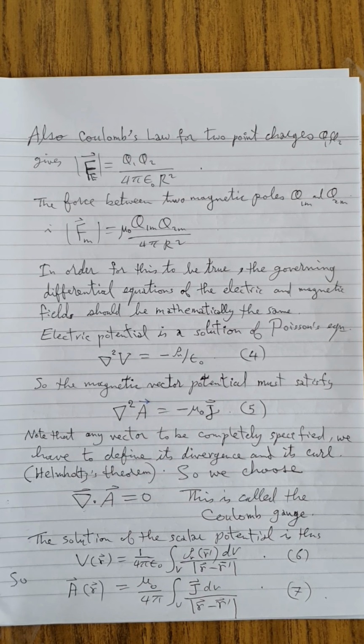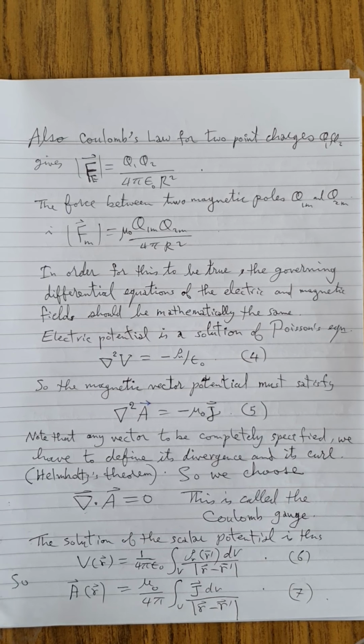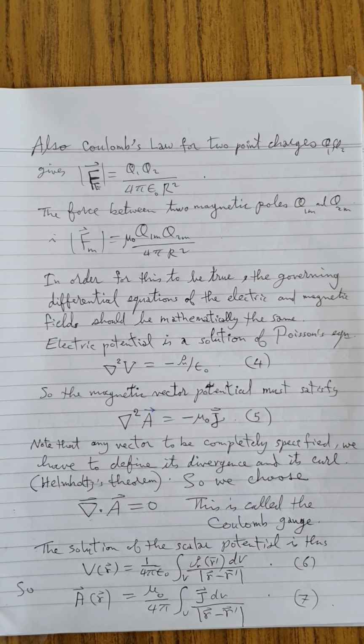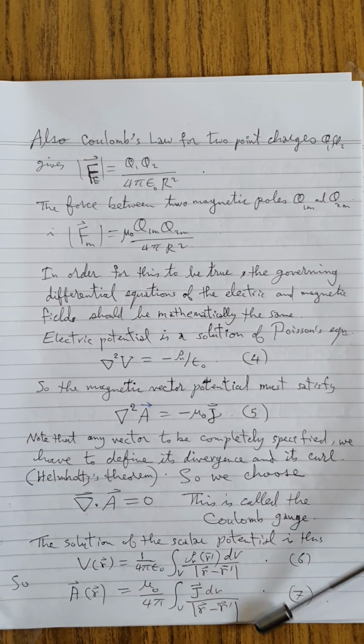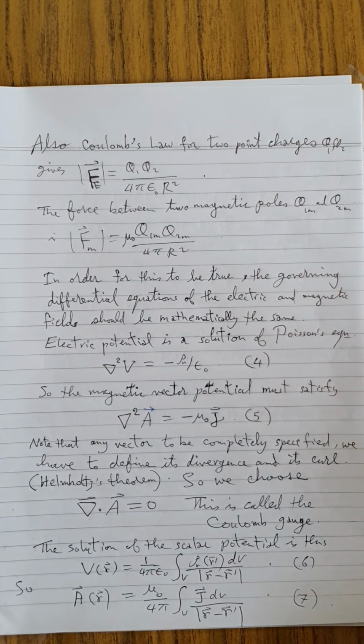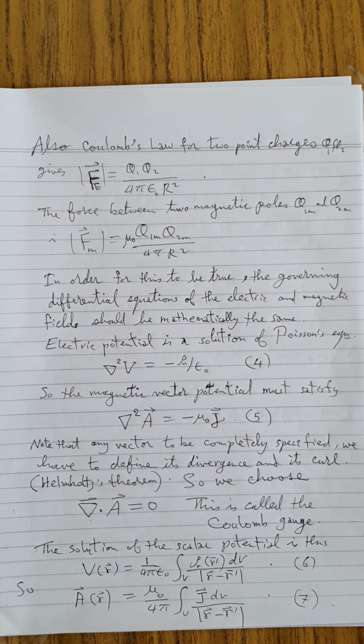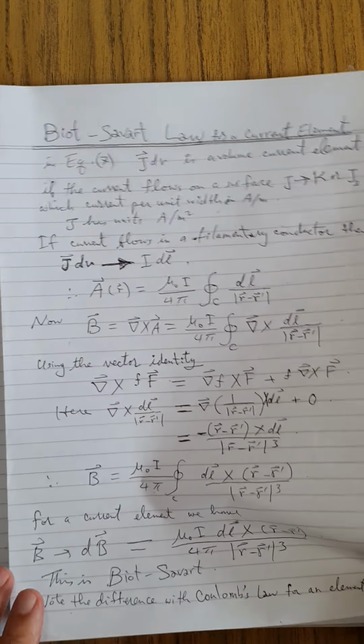Now the solution of the scalar potential is this integral, without any mathematics. It's just from physics. V of r is 1 over 4 pi epsilon naught integration of rho v dv divided by the distance r minus r prime. So similarly, the vector A will be equal to mu naught over 4 pi integration over the volume of j dv over r minus r prime. Here j is a volume current density.